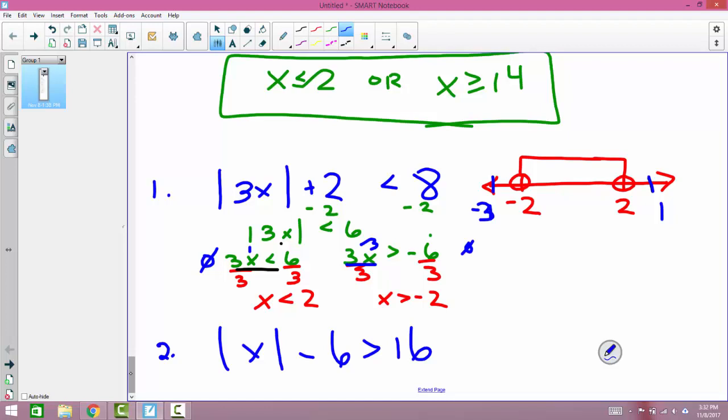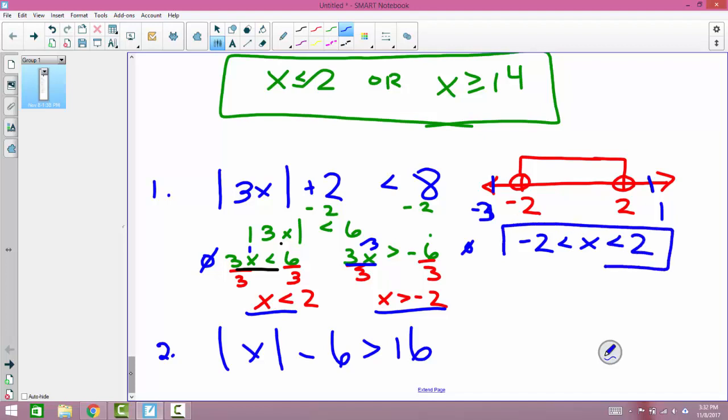So you could write them as a compound inequality, which means they're all together. So negative 2, this reads x is greater than, so the Pac-Man is eating the x, and then this one reads x is less than. And that's your compound inequality. That is your and.